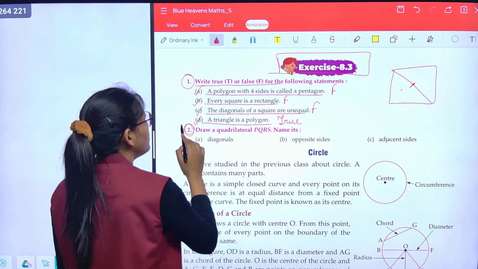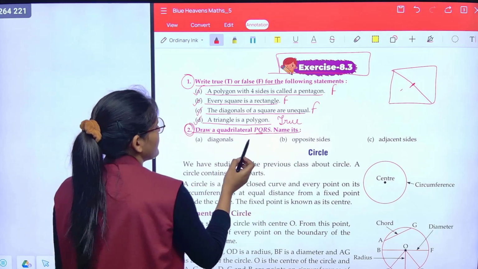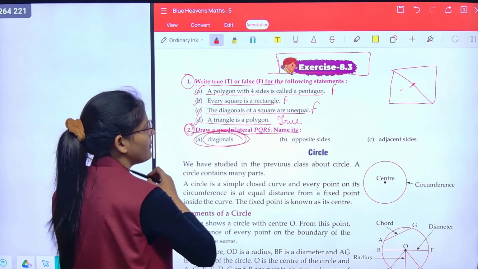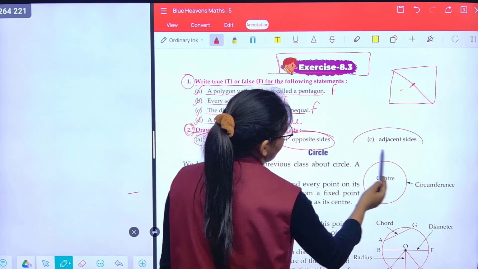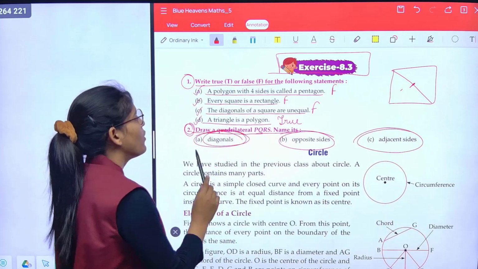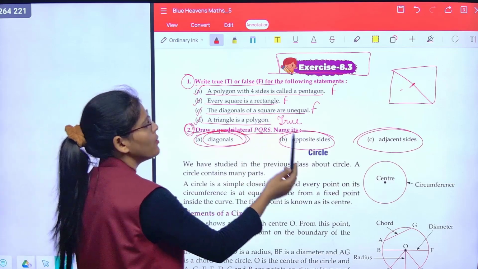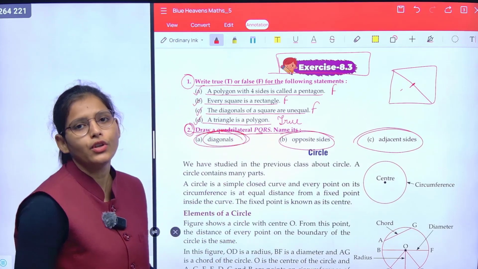Now draw a quadrilateral PQRS. Name its diagonals, opposite sides and adjacent sides. Understand? Draw a quadrilateral PQRS and name its diagonals, opposite sides, adjacents. Understand? This question you have to do yourself.